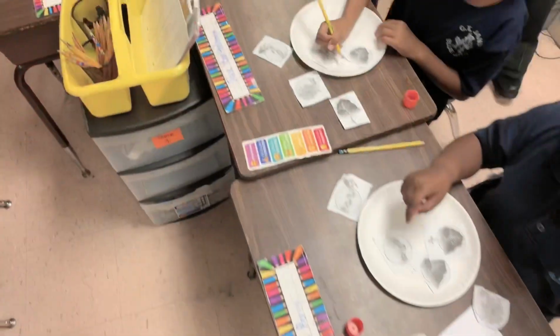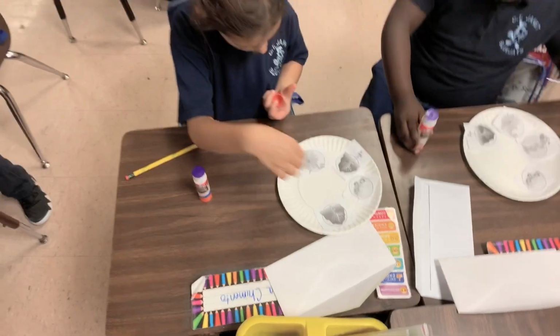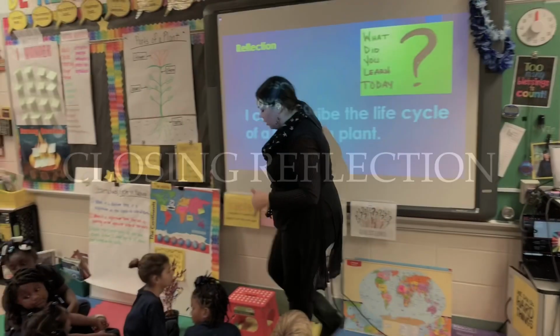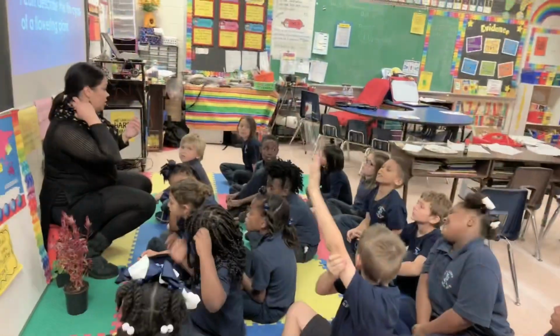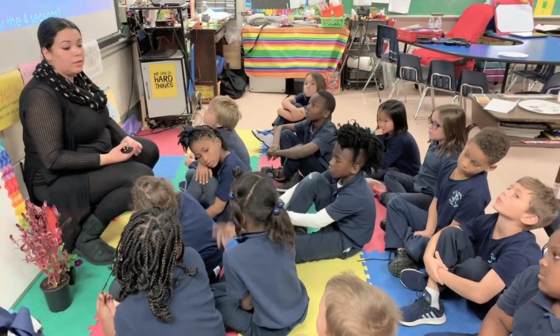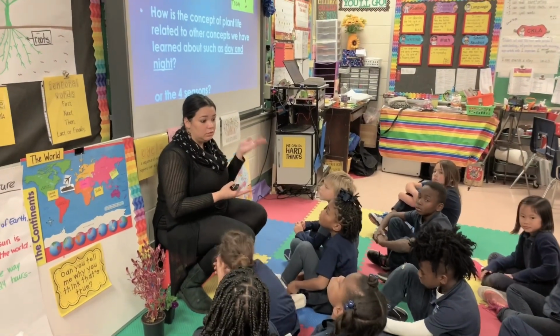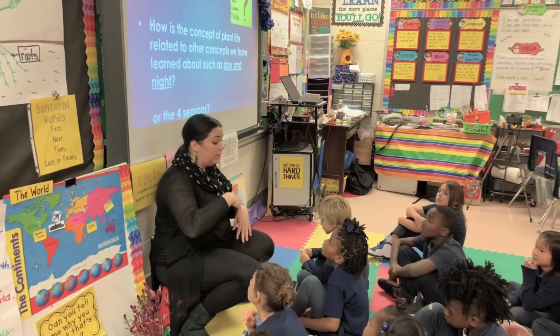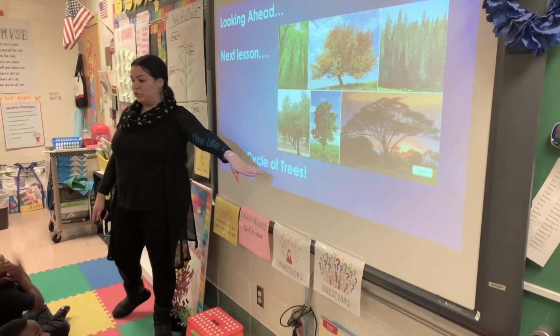That's a good question. First the seed, then the roots, then the stem. So our goal today was to be able to describe this plant life cycle, right? Next, it just starts all over again. Yes. It takes again and again and again. Yes. The plant life cycle is going again and again, just like the day and nighttime cycle, the cycle of the four seasons. Done. Looking ahead, our next lesson will be the life cycle of trees.